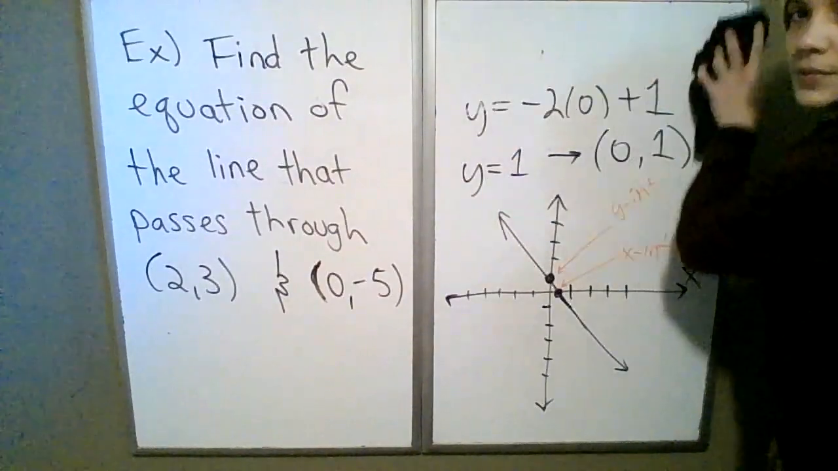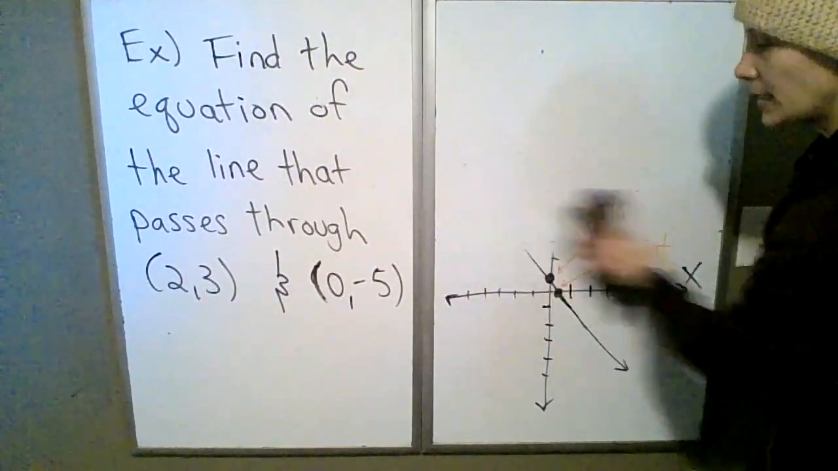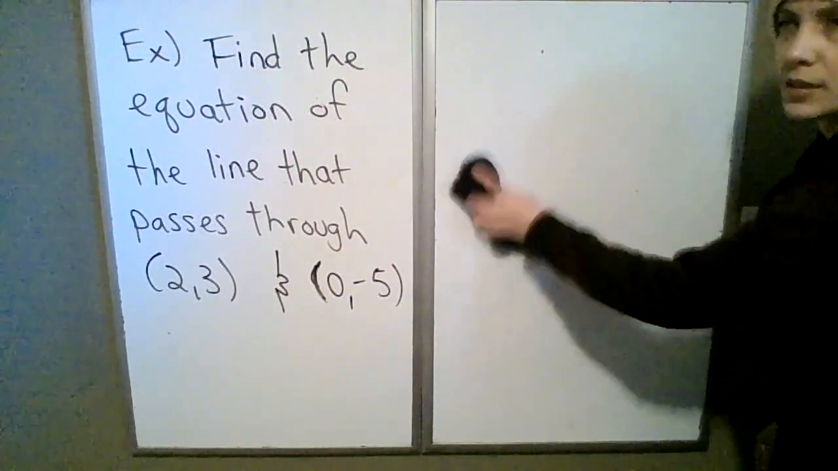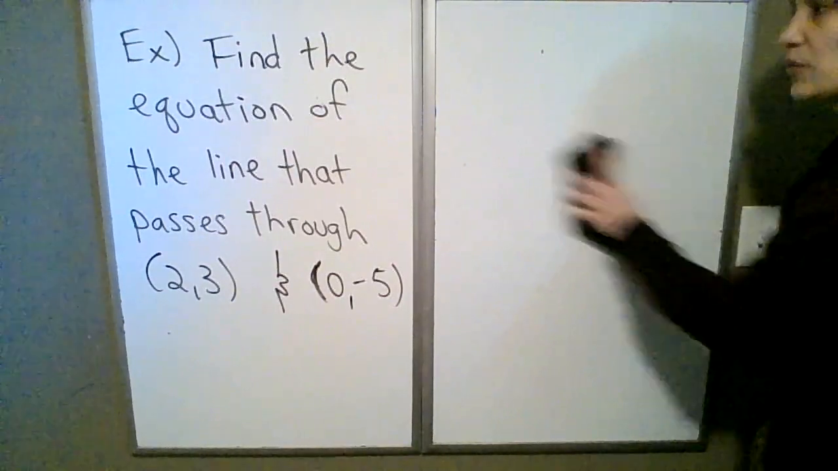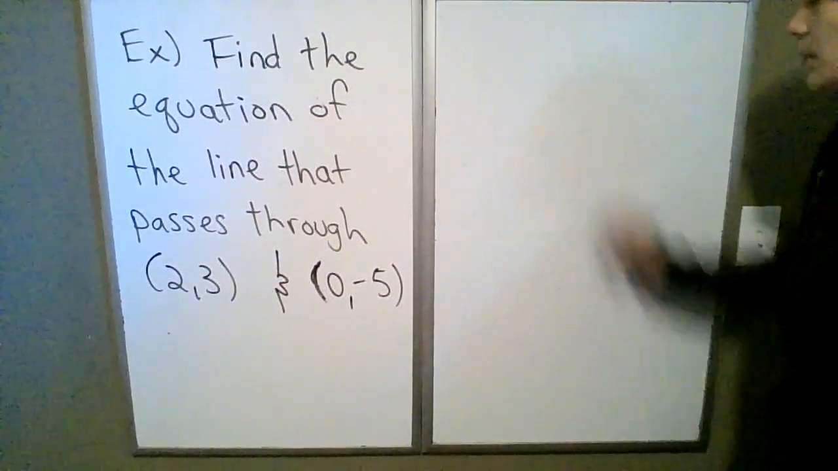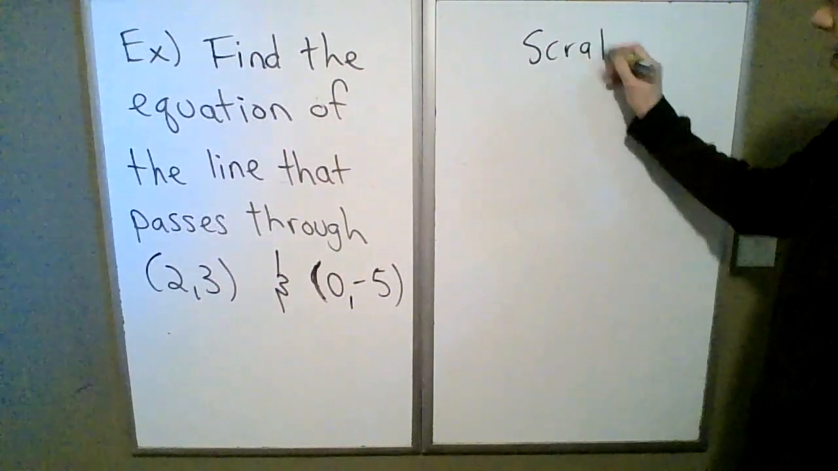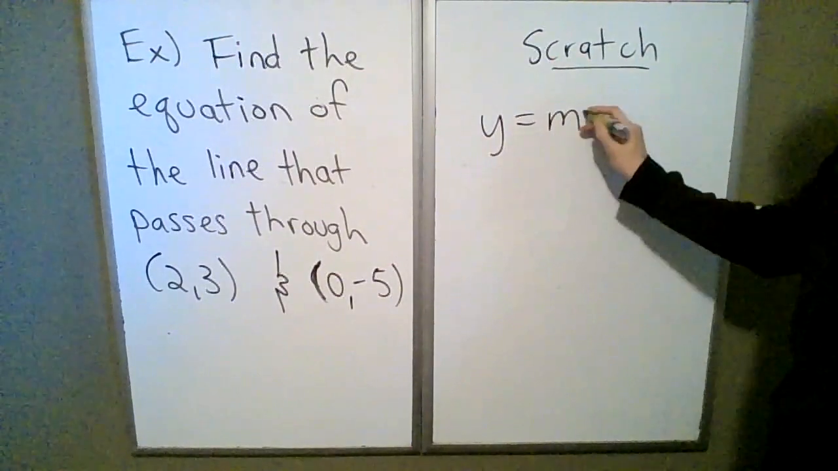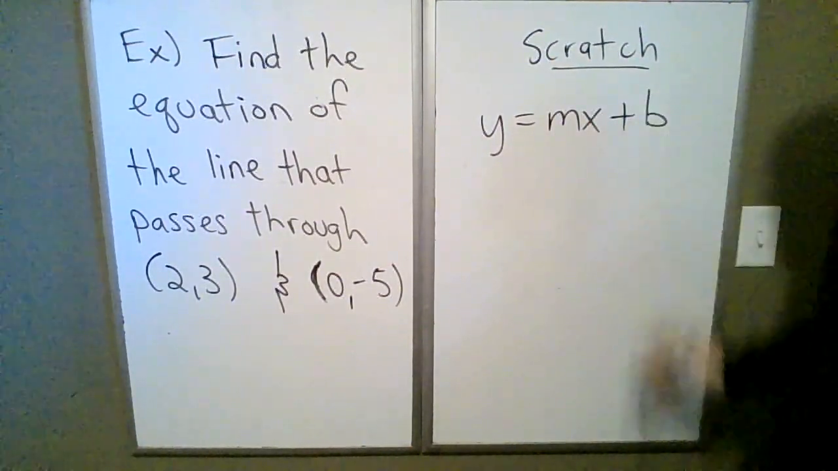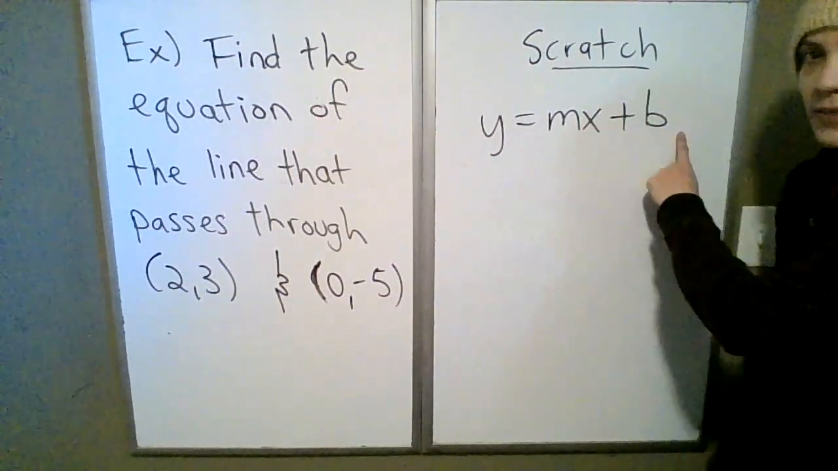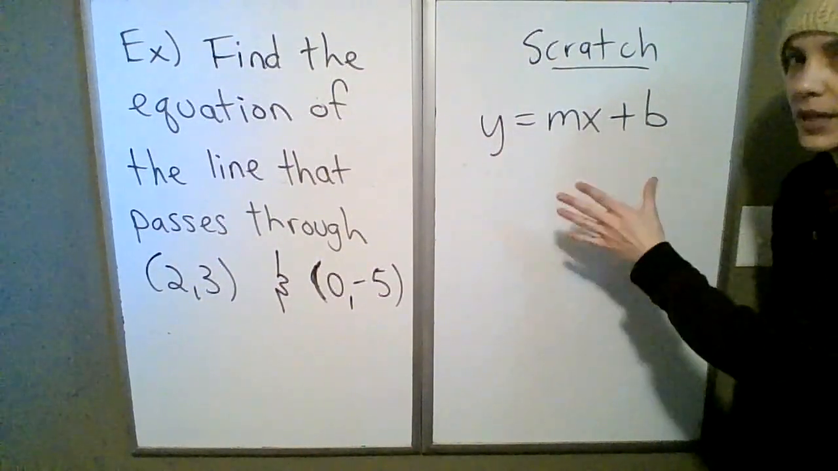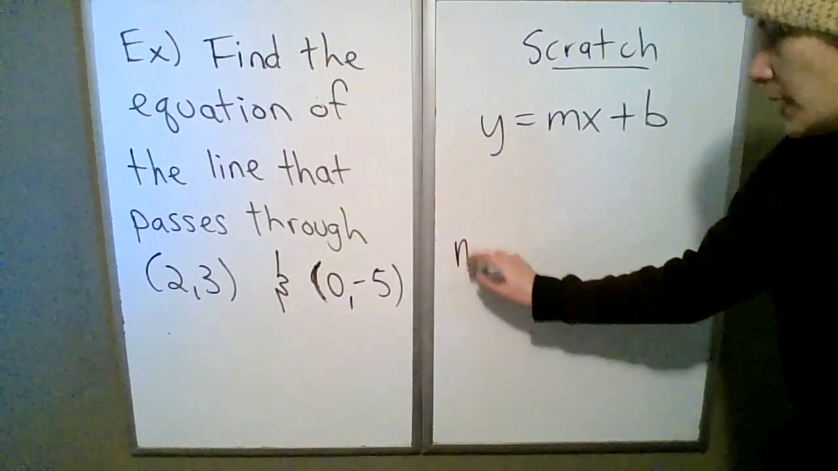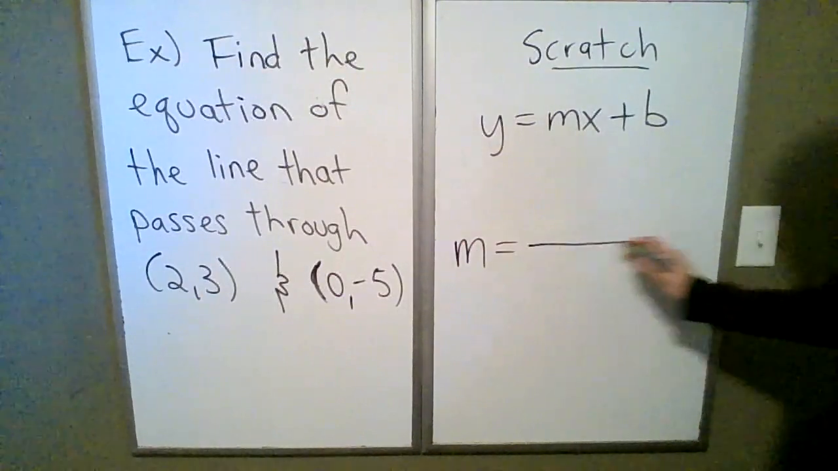There's a couple different ways to find that line. I like to use y equals mx plus b, which is called slope intercept form. That's just my suggestion. You have to find m and find b, and then write out the equation once you know those numbers. M is the slope. It's the difference in y values divided by difference in x values.